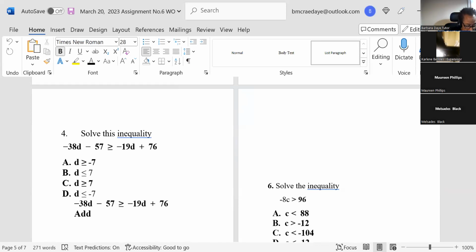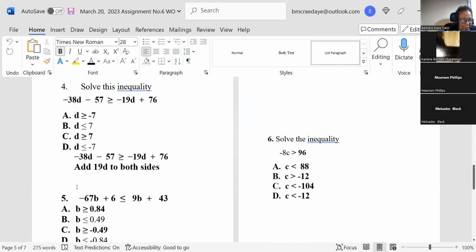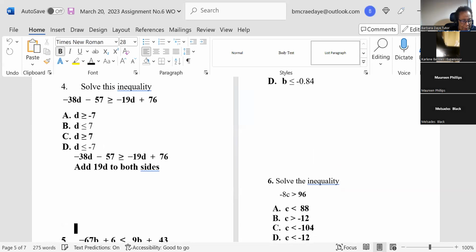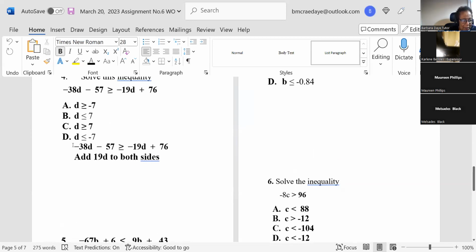Add 19D. Don't throw away the variable now. Add 19D to both sides. Now do that. Mercedes, you're doing that? Yes, miss. Okay, so add that to both sides. And let's just put that there. Let me copy that and put the 19D there. So add 19D to both sides.